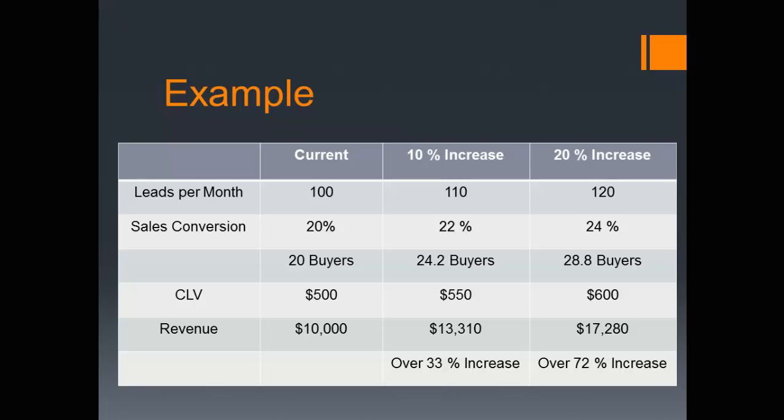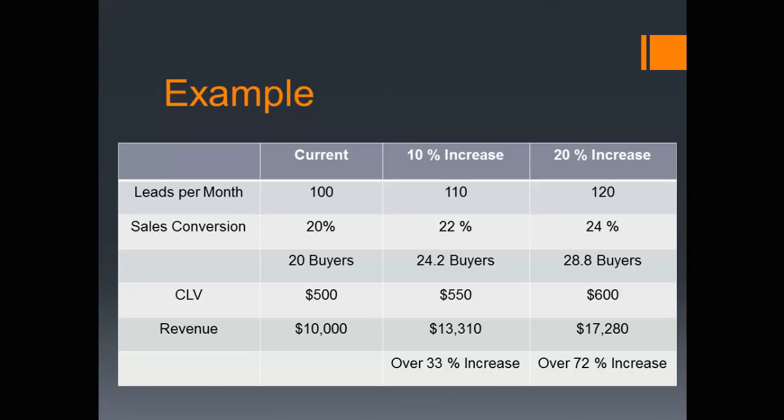So let's go even a little bit further, and let's see what a 20% increase looks like. So we started with 100 leads per month, and this goes up to 120 leads. Our sales conversion increases from 20% to 24%, which means we go from 20 buyers to 28.8 buyers. And client lifetime value goes from $500 up 20% to $600.